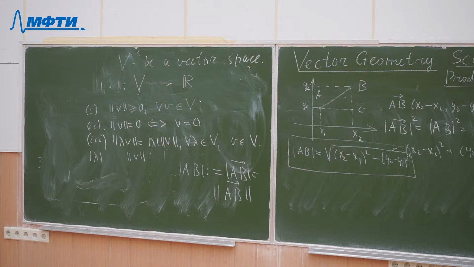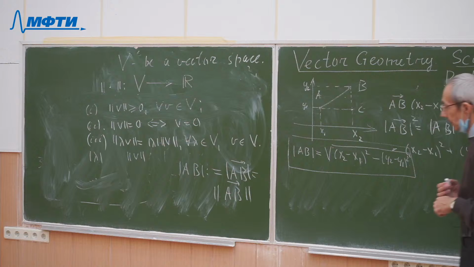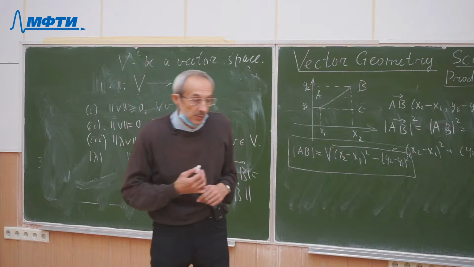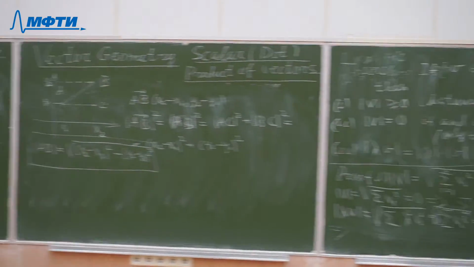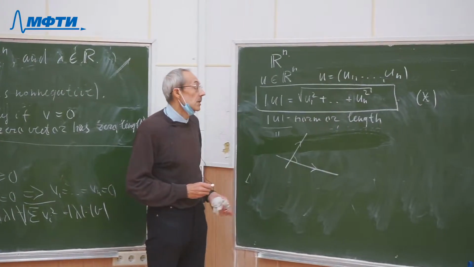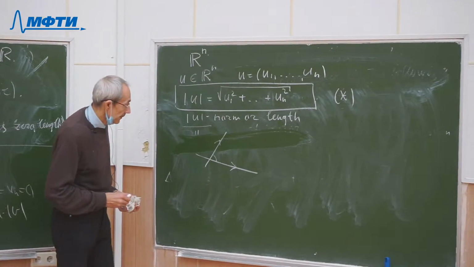But how to define the angle between two vectors? The angle between two vectors is like the angle of a triangle. It is easy to see: if we have two straight lines, the angle between these lines can be defined as an angle between some vectors which are parallel to these straight lines.